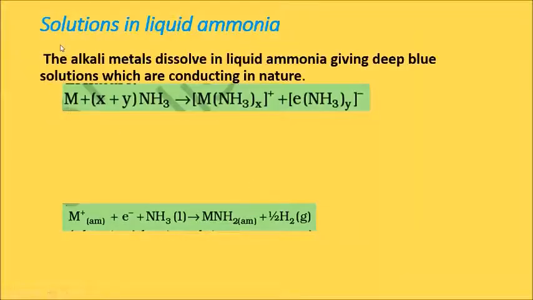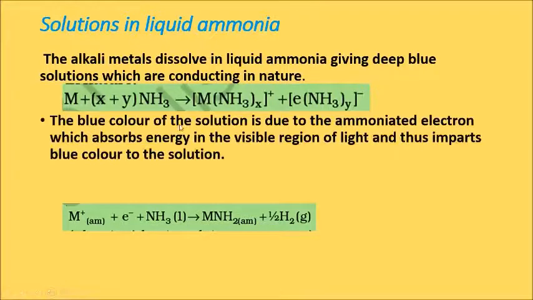The next one is the solutions in liquid ammonia. The alkali metals when dissolved in liquid ammonia give a deep blue solution which is conducting in nature. How can we write this equation? A metal reacts with ammonia and we get an ionic compound, that is M, NH3 x times, plus, along with the evolution of ammonia gas.